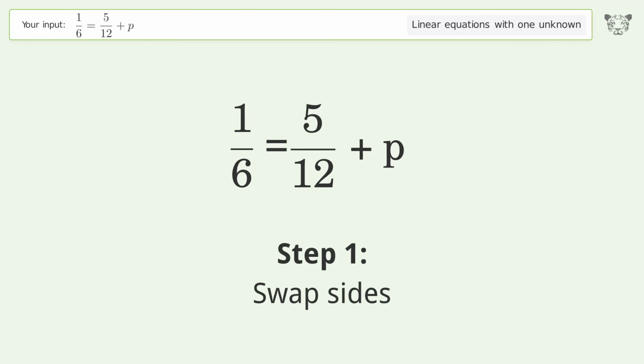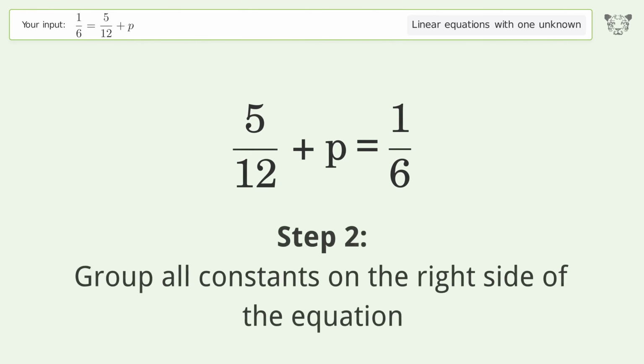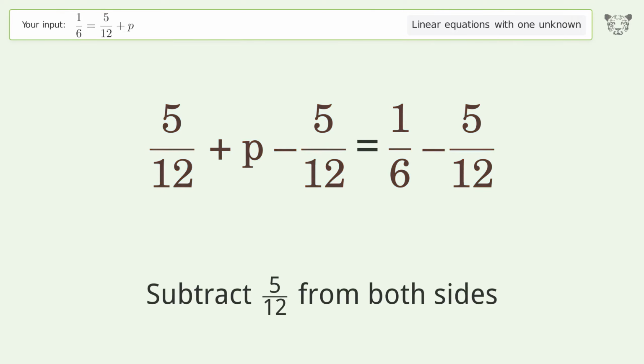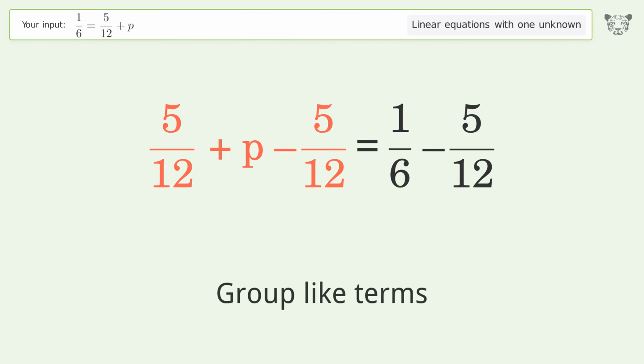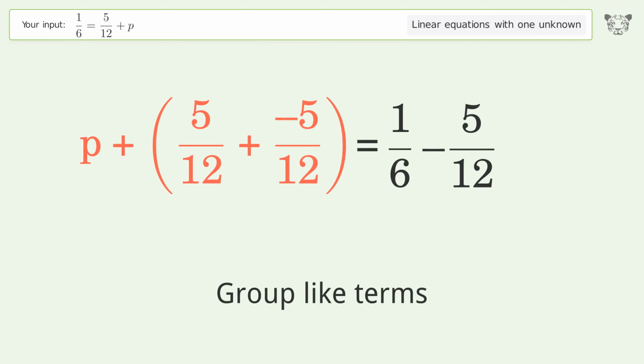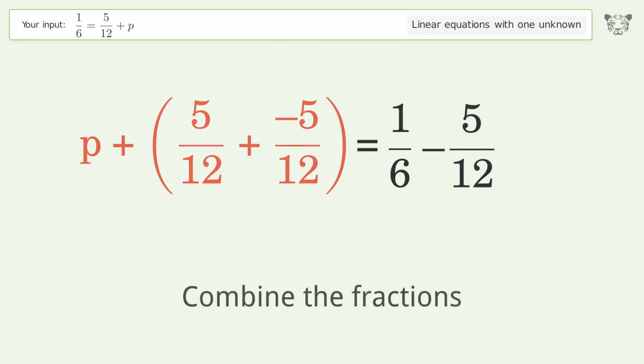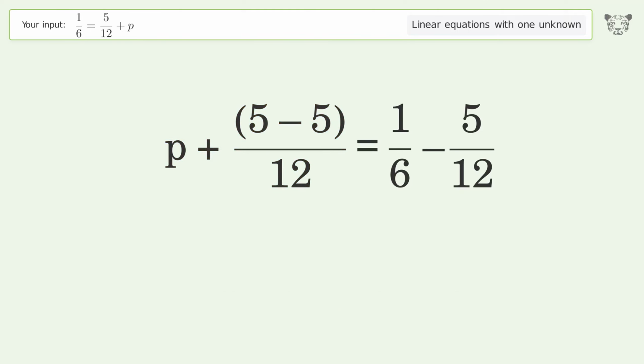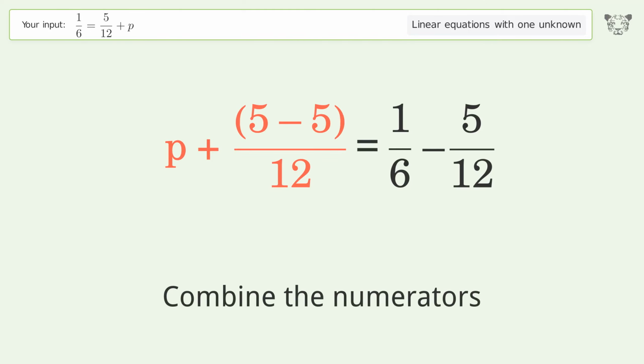Swap sides. Group all constants on the right side of the equation. Subtract 5/12 from both sides. Group like terms. Combine the fractions. Combine the numerators.